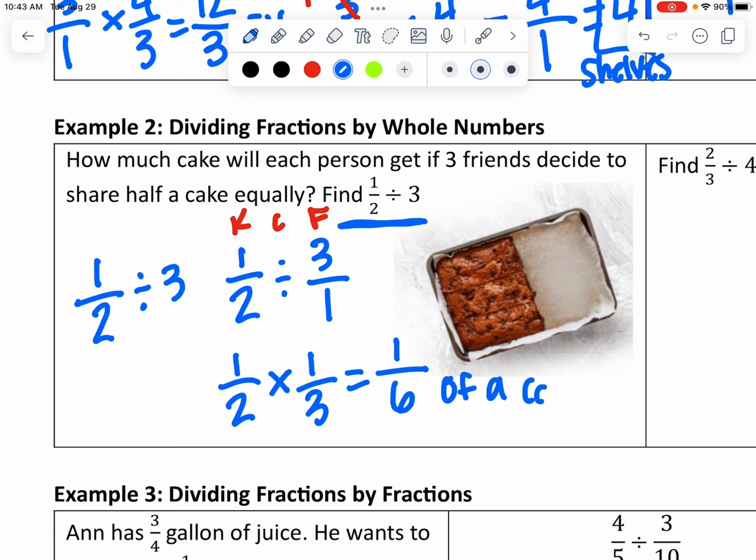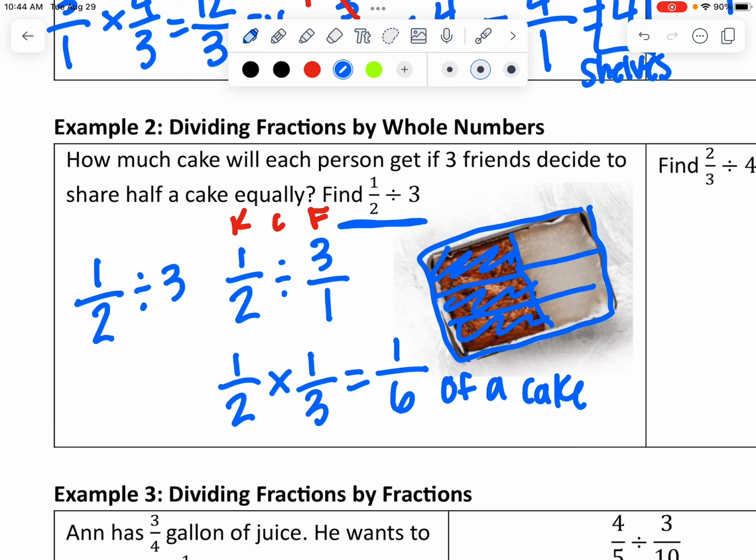And if we look at our picture, it makes sense that the answer is 1/6 because we have a whole cake. We split it in half, and now each friend is going to get a piece like this, which is 1/6 of the total cake. So you would get this, your friend would get this, and someone else would get that one. So it'd be 1/6 of the entire cake.